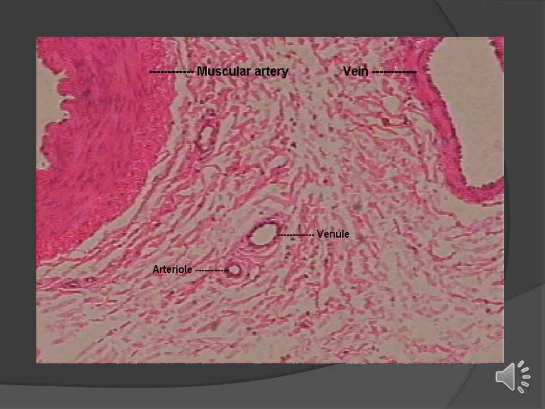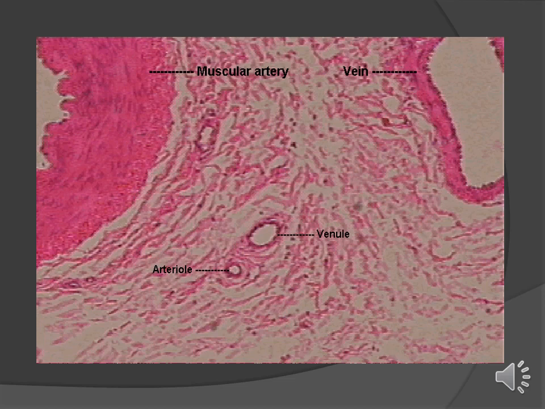We can see here a medium or muscular artery and a medium vein. The artery is located left, the vein is located right. The size of medium arteries depends on the location. The wall is dominated by smooth muscle. We can see here elongated purple nuclei of smooth muscle cells.